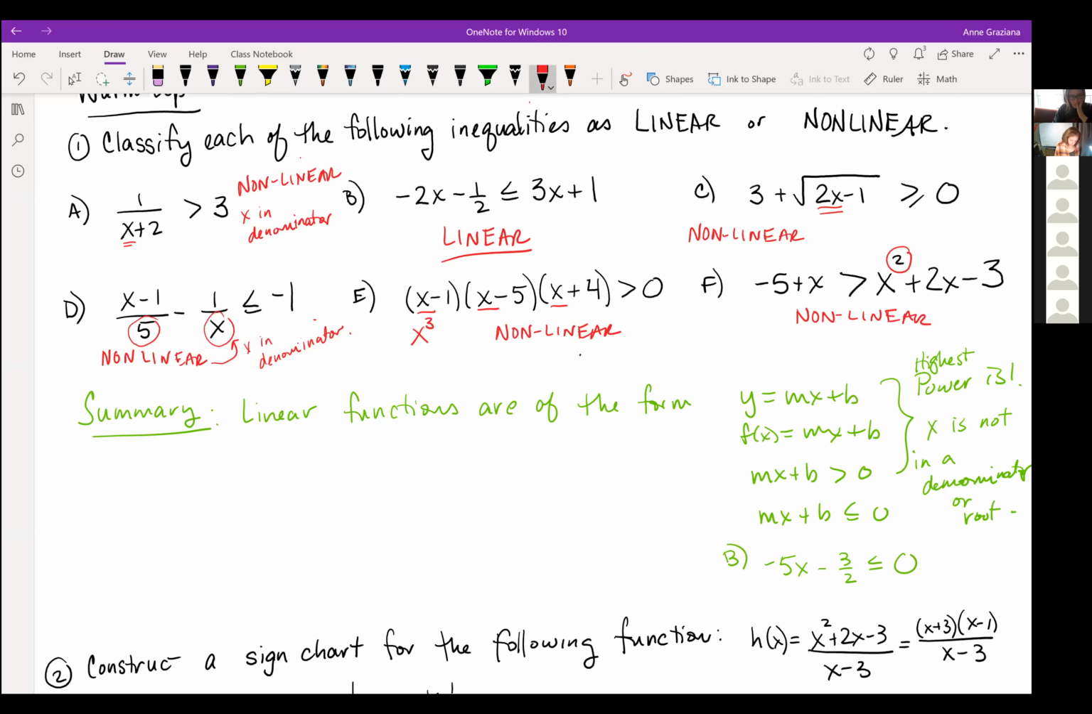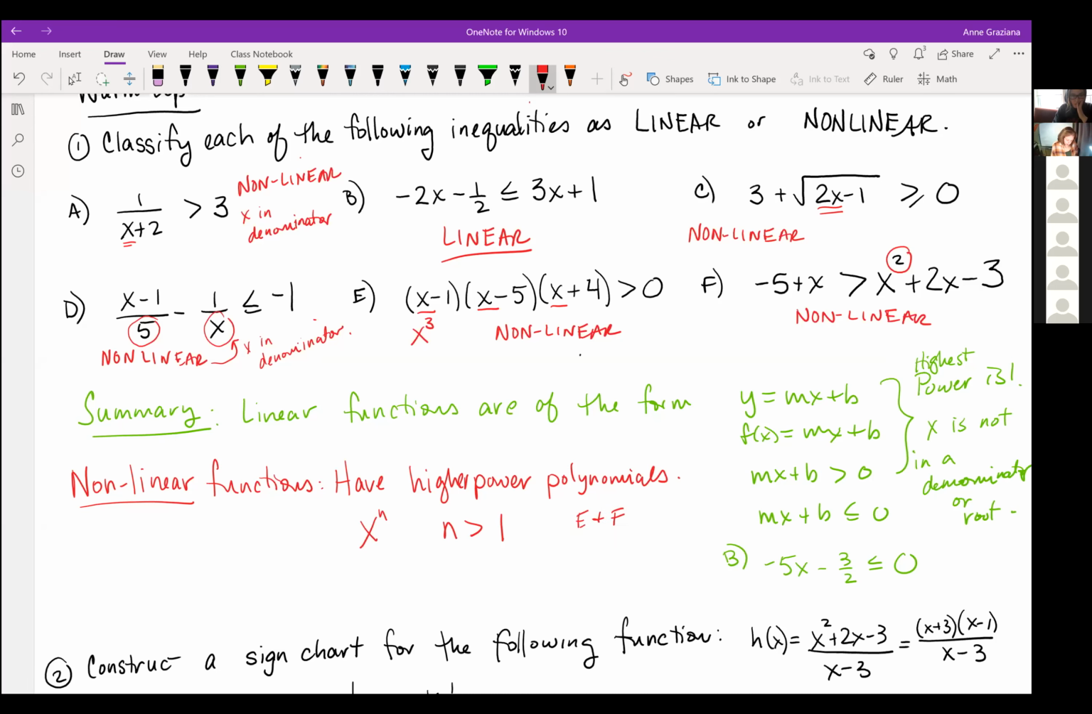Nonlinear functions have higher power polynomials. So if you have x to some power n where n is greater than 1, that's the fancy way of saying it. So I have a higher power polynomial. Examples like that would be number E and F. Or you have the variable in the denominator, or in a root. These ones are nonlinear.